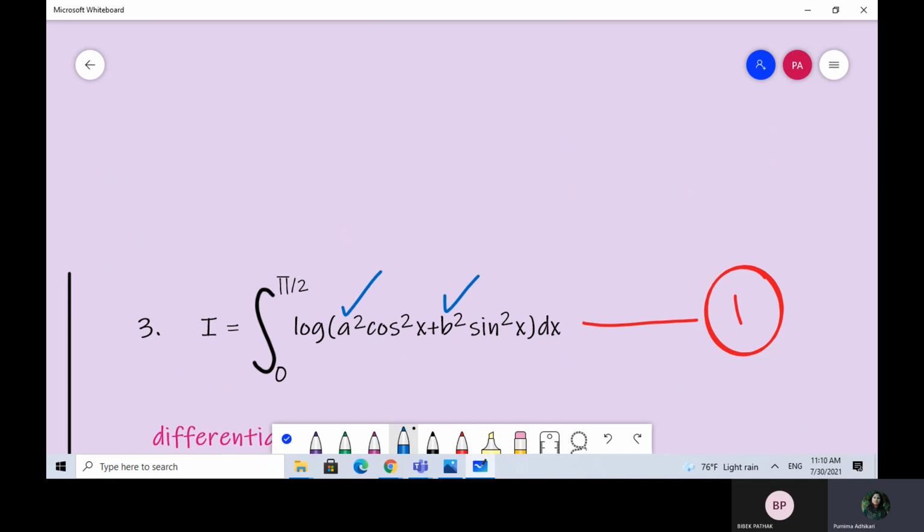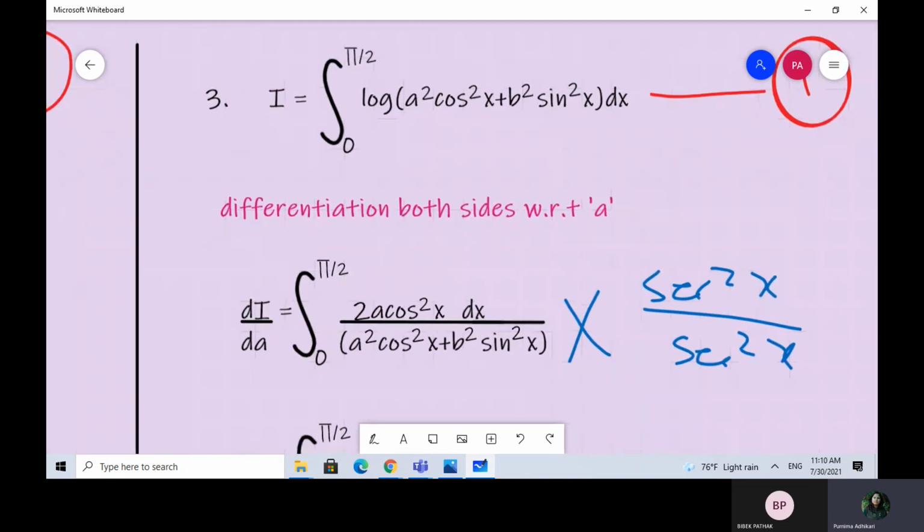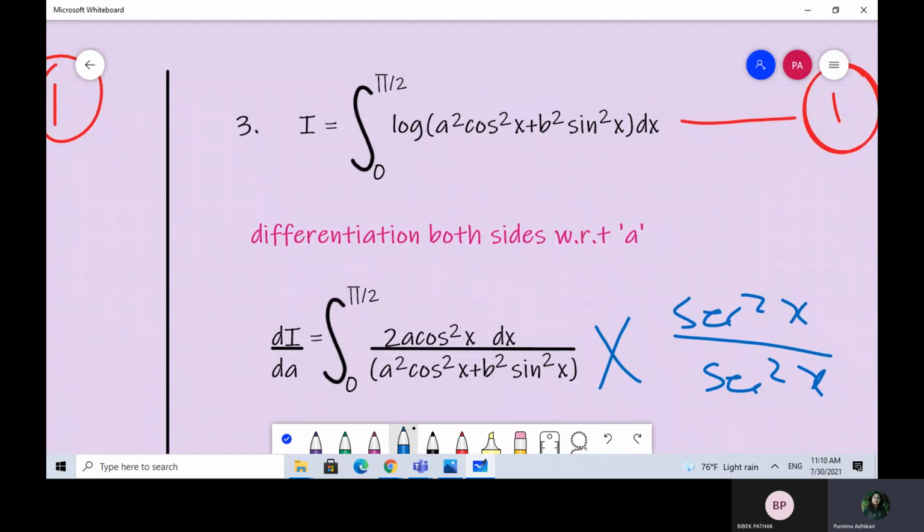Yes, very good. Either can be chosen in this case. Why? Because you want to eliminate this log from your integration, because this log is creating problems for us. To eliminate the log from your function you can choose a square or b square, whatever. Let's choose a here, though you can choose b also and carry on. So let's differentiate with respect to a. After differentiation you are going to get this. I'm not going to explain now, you just have a look on your own how the differentiation happened.